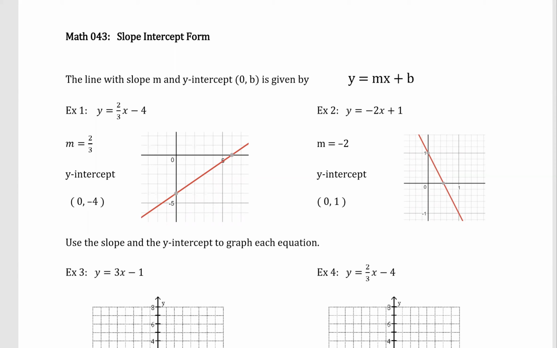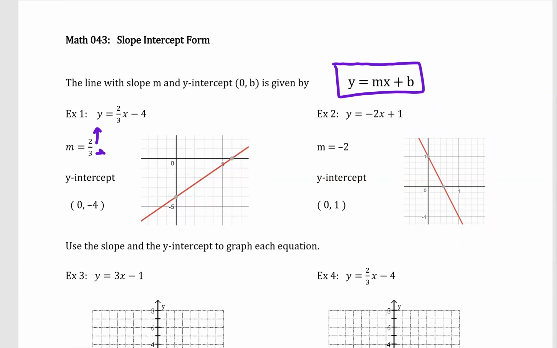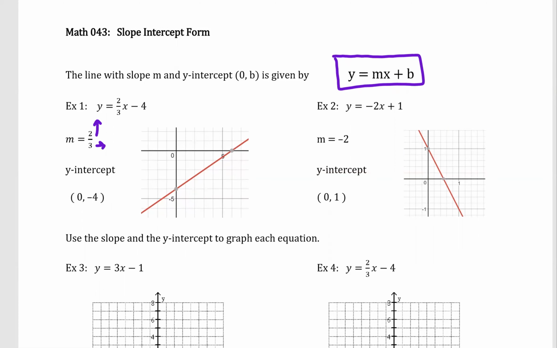Hello, this is Math 043, slope-intercept form. The line with slope m and a y-intercept of (0, b) is given by y = mx + b. This is the slope-intercept form of the line because m is the slope and (0, b) is the y-intercept. For example, y = 2/3 x - 4. The slope is 2/3, which means you're rising 2, run 3, and the y-intercept is at (0, -4).